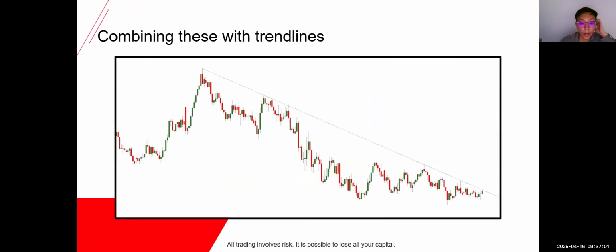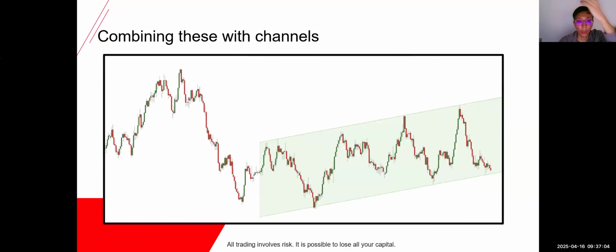Okay, then we also have channels. Channels is usually for reversal patterns. I would say generally channels are for reversals. Reversals here, here, here, here. All right, these are the channels that we are looking at. So we are looking for a rebound here.